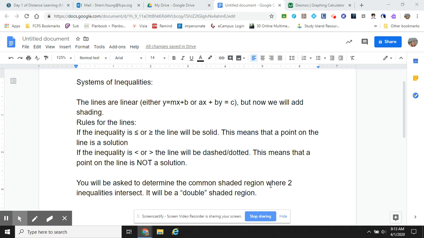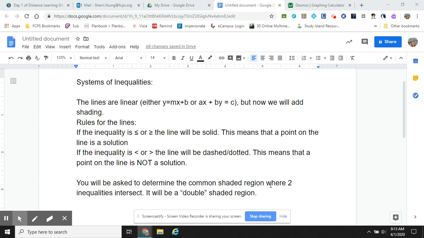If the inequality is less than or equal to or greater than or equal to, the line is solid. This means that any point on the line is a solution to that inequality. If the inequality is less than or greater than, the line will be dashed or dotted, depending on which word you use. This means that a point on the line is not a solution to the inequality.